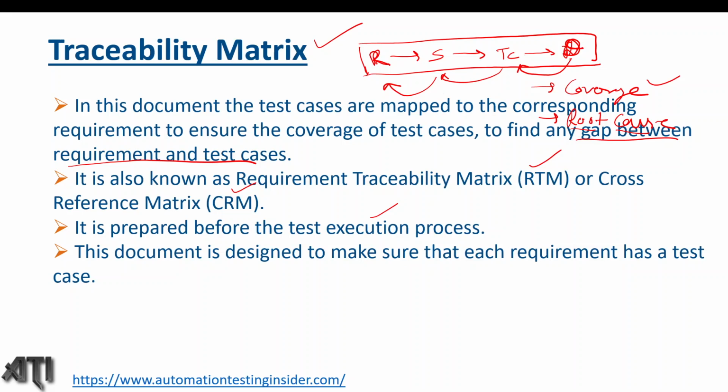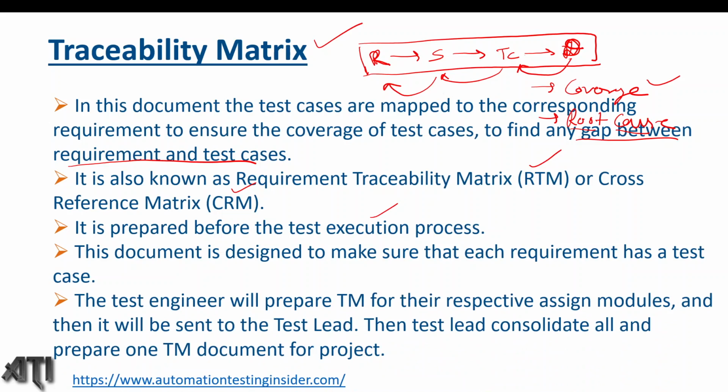This document is designed to make sure that each requirement has a test case. The test engineer will prepare the traceability matrix for their respective assigned modules, and then it will be sent to the test lead. Later, the test lead will consolidate all the traceability matrix documents and prepare one traceability matrix for the project. So this is how usually we used to do that.